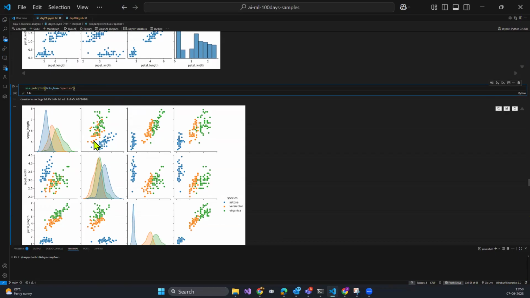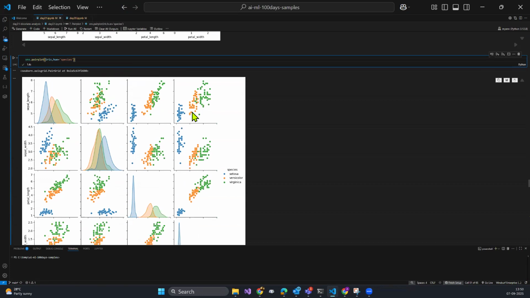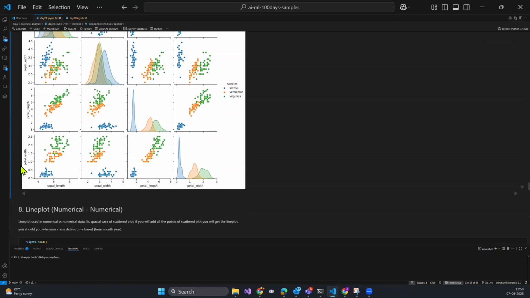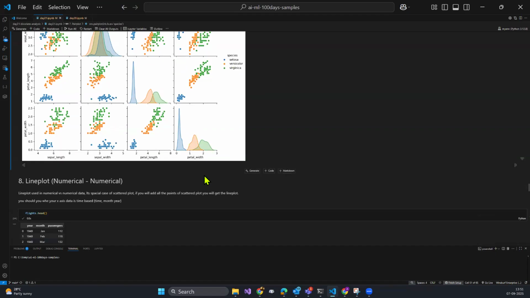So in this data set, we are able to see how these three species are correlated with the other numerical columns, right? So the species were Setosa, versicolor, and virginica. These are the three species, and this is what shows their distribution.